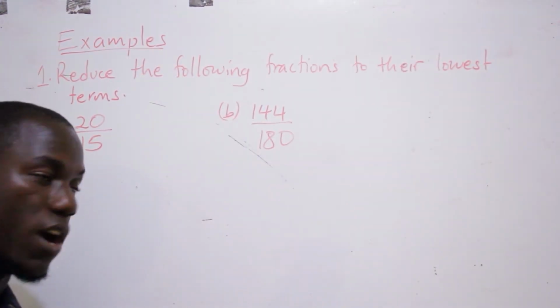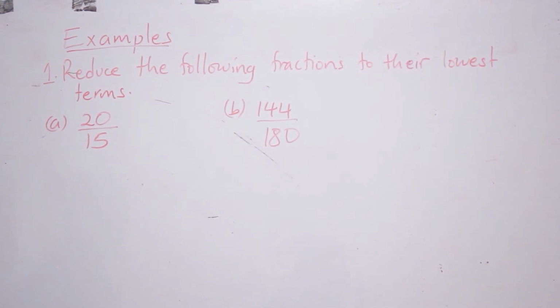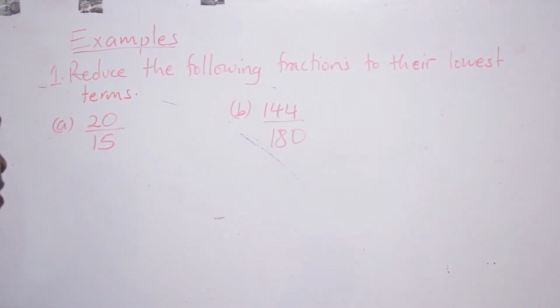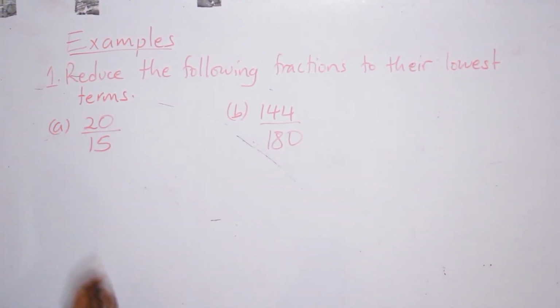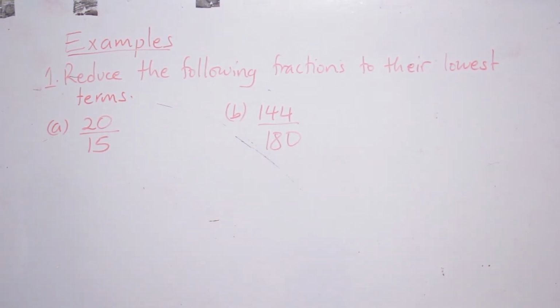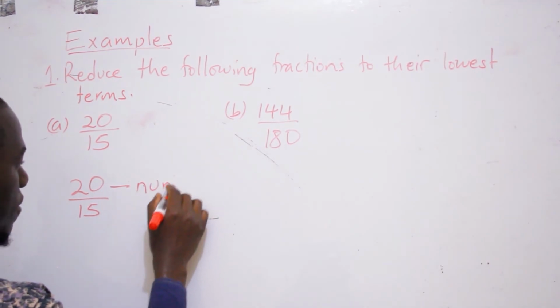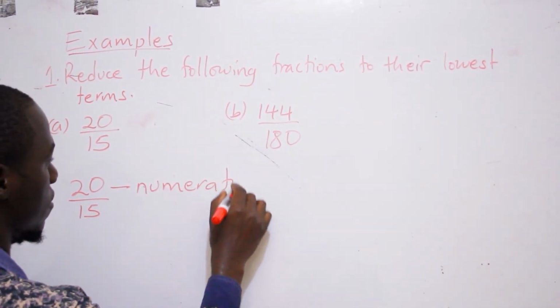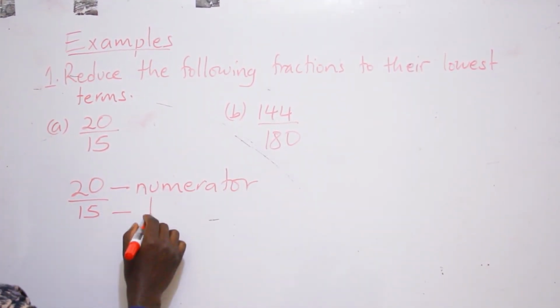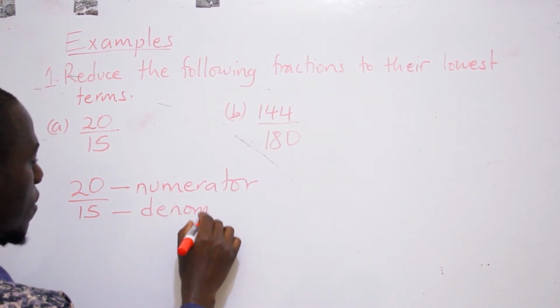So my example 1, reduce the following fractions to their lowest terms. That is 20 all over 15. Something I forgot is that the 20 becomes the numerator. A fraction always has 2 parts, the numerator and the denominator.